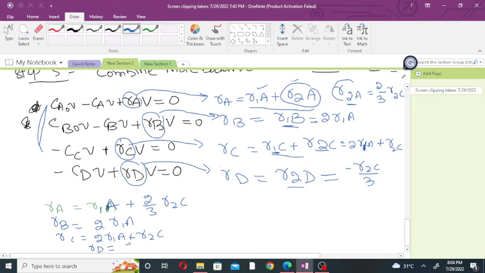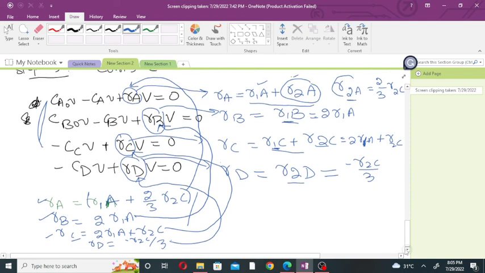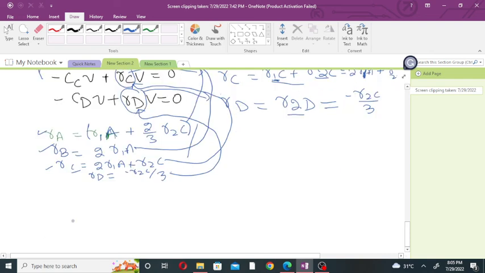And RD is equal to R2D, but R2D is equal to minus R2C divided by 3. So these are the net rates for components. Now we will put these values for RA in this equation, for RB we will put this relation in this place, for RC we will put this relation in this place, and for RD we will put this relation in this place.